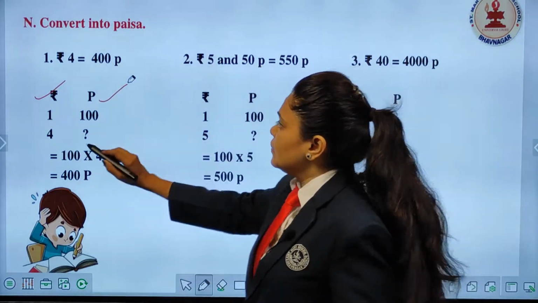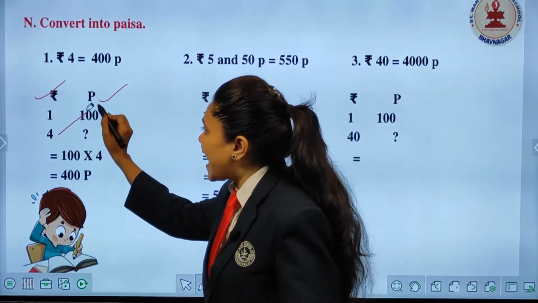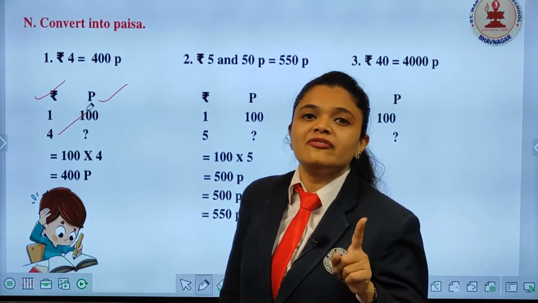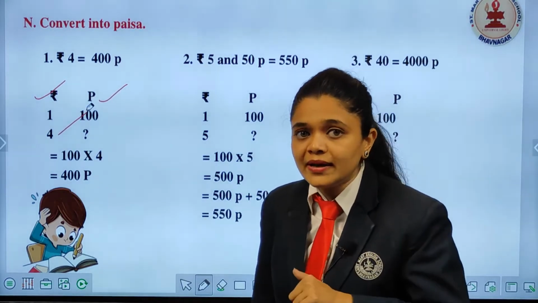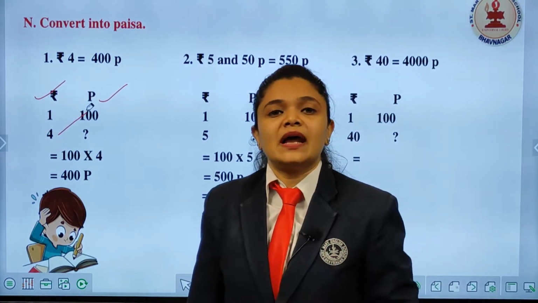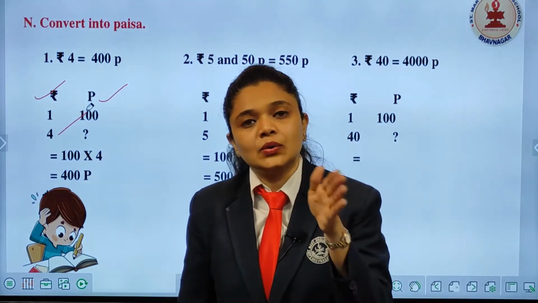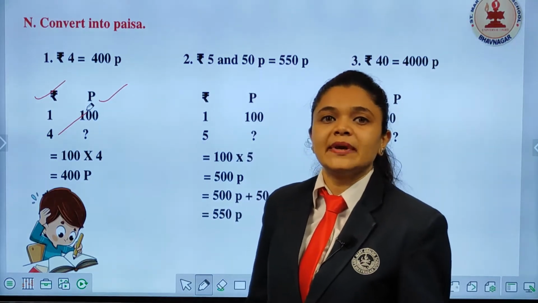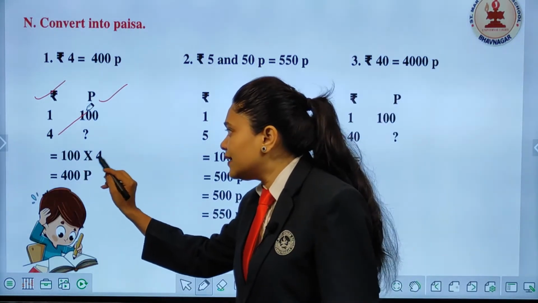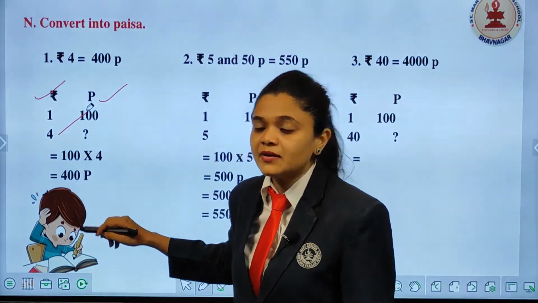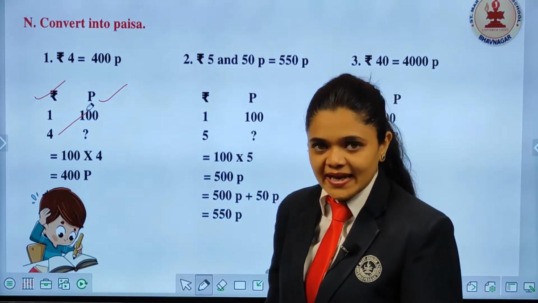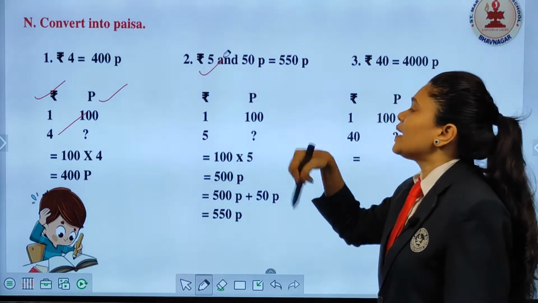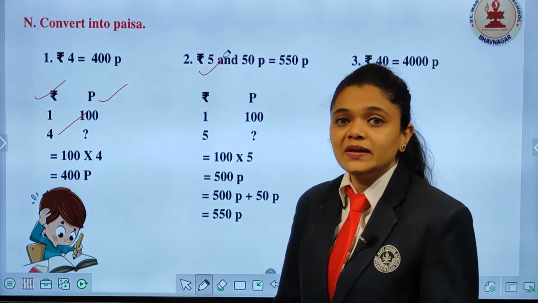Now students, you need to pay attention over here. Here the numbers are in different column. When the numbers are in different column, you have to multiply. Earlier what we did? We divided it. How? When the numbers are in the same column, you will divide. And here the numbers are in different column, you will simply multiply. So 100 into 4 gives you 400 what? Yes, 400 paise.